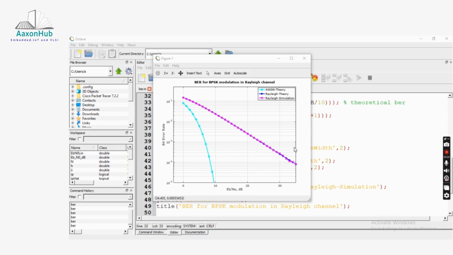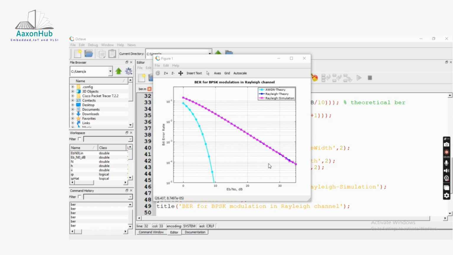So this follows the theoretical Rayleigh curve very closely, validating the accuracy between them. The accuracy of the simulation is the same as that of the theory part. A slight fluctuation may be seen here, but that is due to the randomness in the channel, the fading and noise in the simulation here.